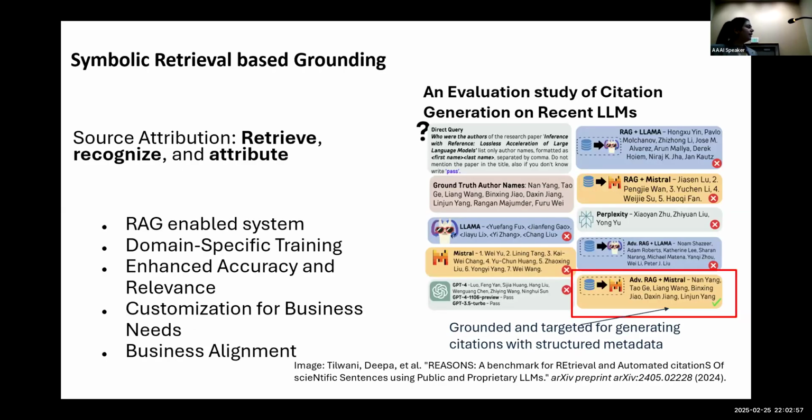So this is an example from our recent work, Reasons, a benchmark for retrieval and automated citations of scientific sentences using public and proprietary LLMs. So what we did is source attribution. What is source attribution? We try to retrieve, recognize, and then attribute a specific scientific claim.